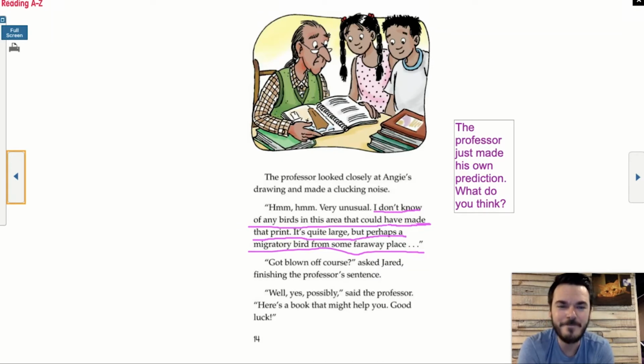The professor just made his own prediction on this page. What do you think?